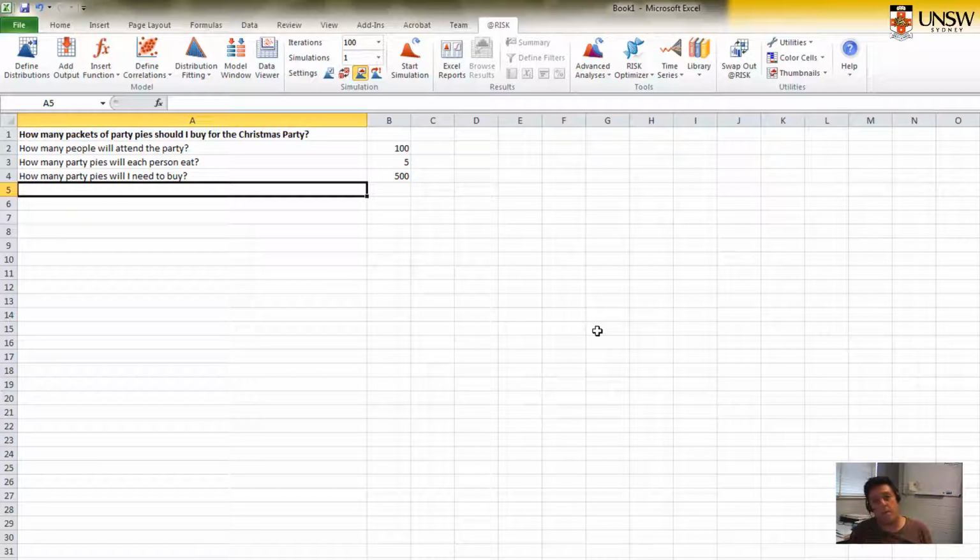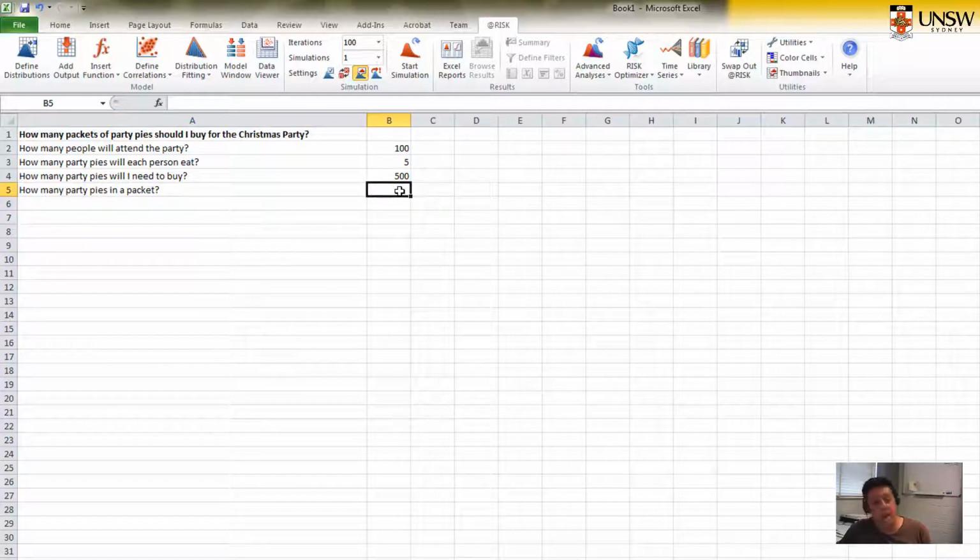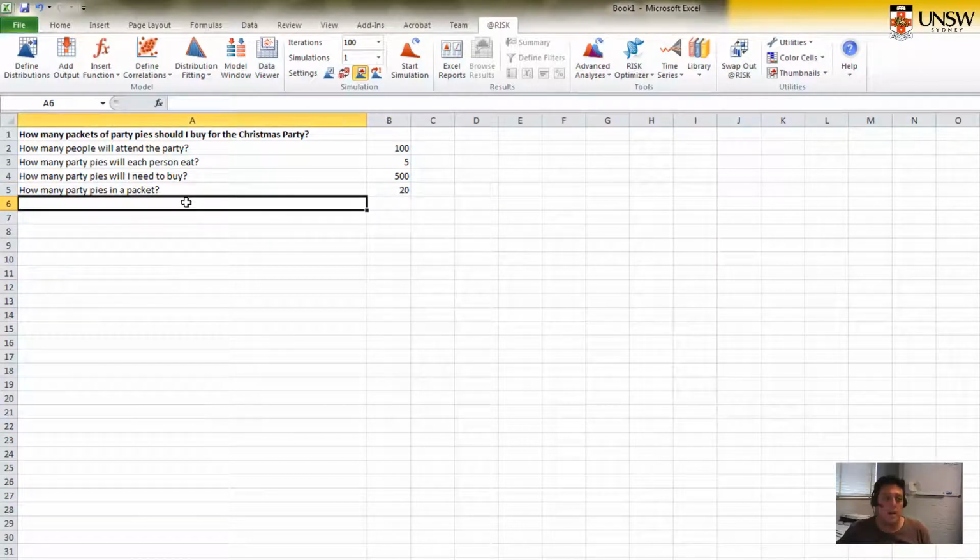I'm thinking about how many packets of party pies I will need to buy. So the next question is, how many pies are in a packet? How many party pies in a packet? And let's assume that it's not uniform, that packets are packed according to mass and party pies vary somewhat in size and mass. But we know that a roughly average number of party pies per packet is, let's say, 20. Okay, and then I can use that information to work out how many packets do I need to buy.